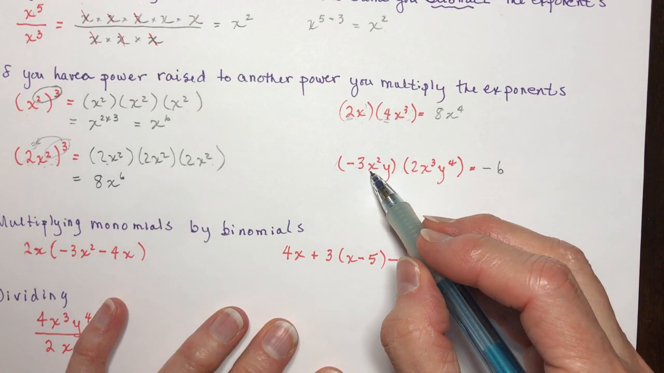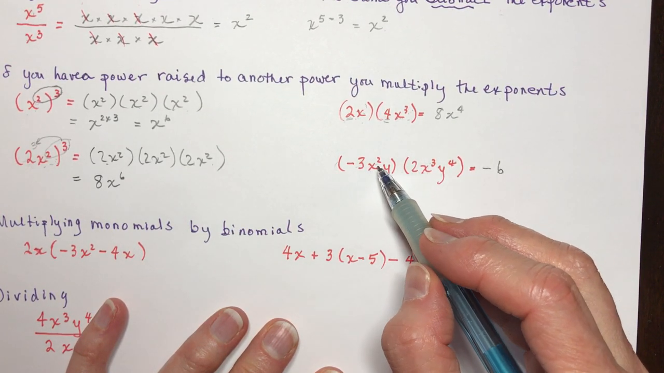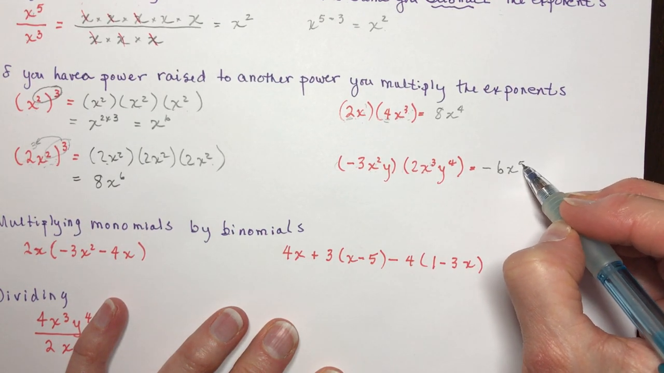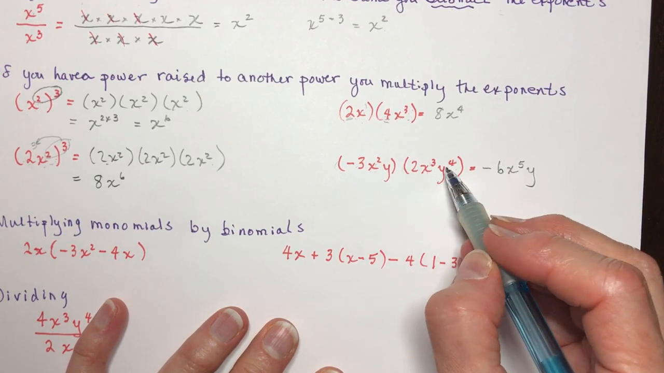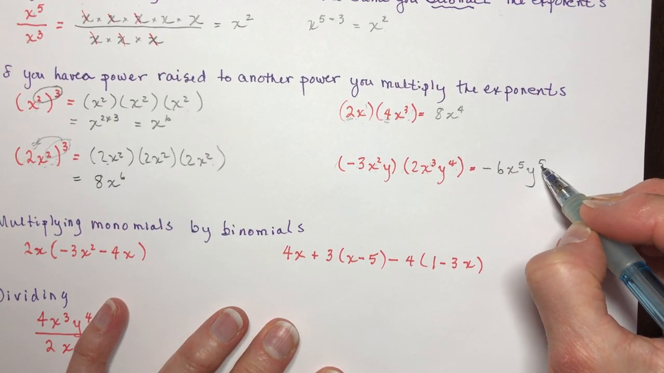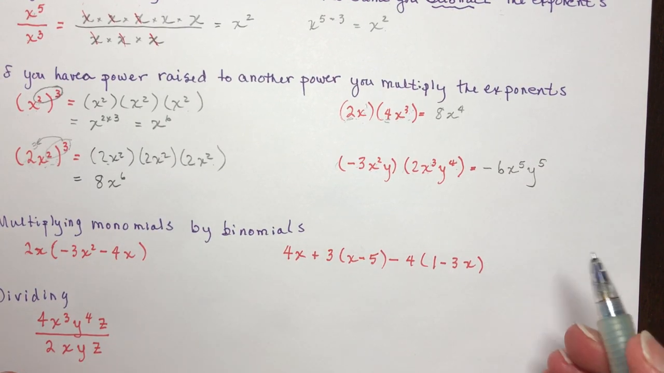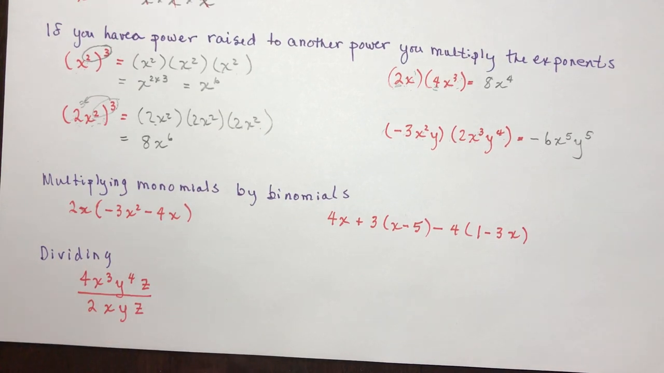And now I have x squared times x cubed, so these bases are the same. So I add the exponents, so that's giving me x to the 5th. And y, 1 plus 4 is 5. It's very important that you understand these basic rules so that you can successfully expand and simplify equations.